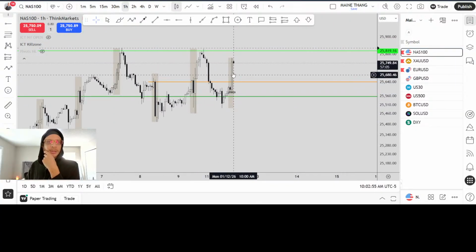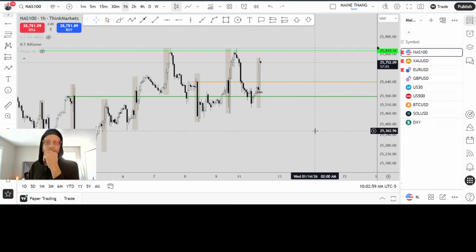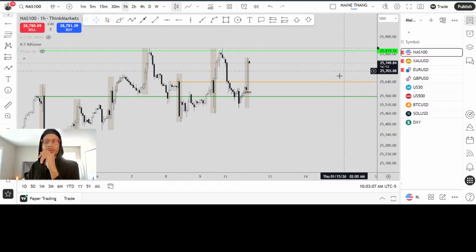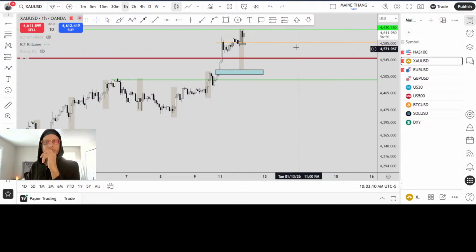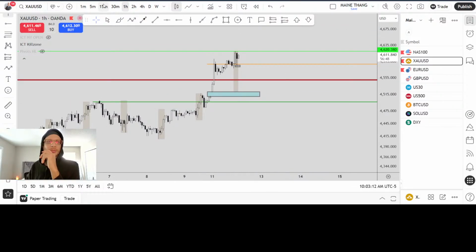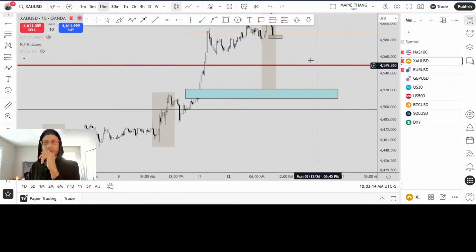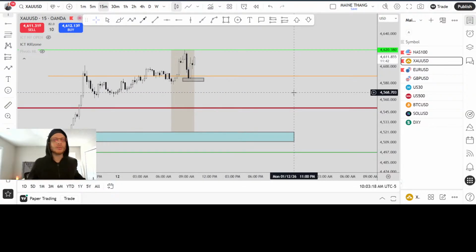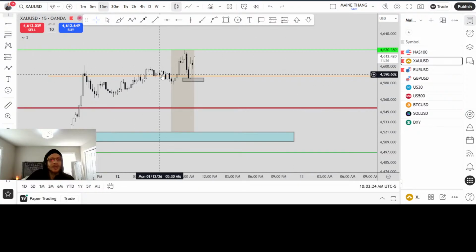Back at the NQ. Ooh, we did a nice strong candle. Waiting for a break. Gold looks like it might pop out and create a new high.